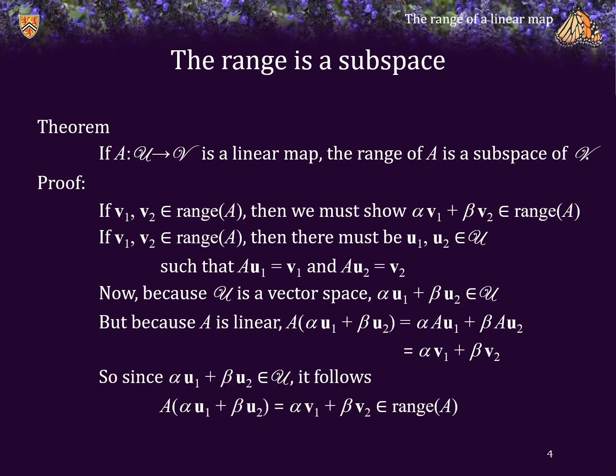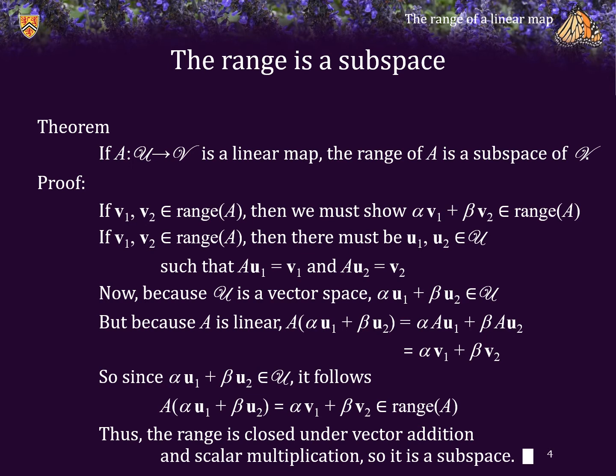So, since a linear combination of u1 and u2 is in the domain, it follows that the image of that linear combination is also in the range. Therefore, the linear combination of v1 and v2 is also in the range. Thus, the range is closed under vector addition and scalar multiplication, and so therefore it is a subspace.